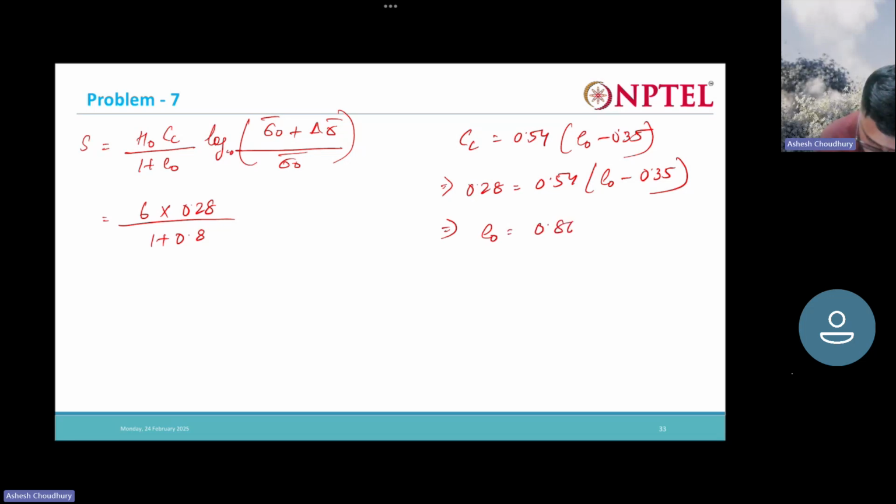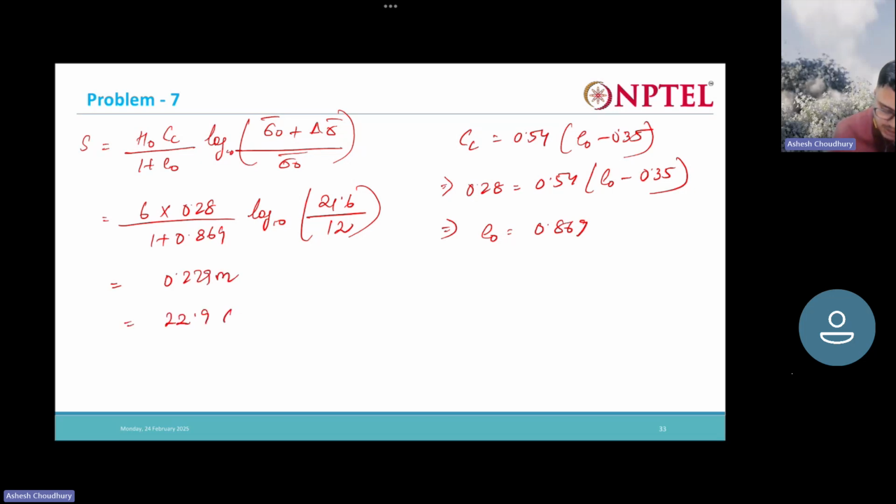To 0.8669, 0.6 by 12, 0.229 meter is equal to 22.9 centimeter. So this one is the settlement. Okay, what is the settlement of the soil?